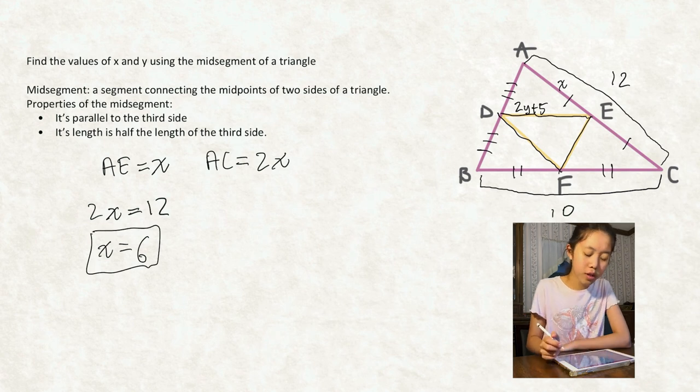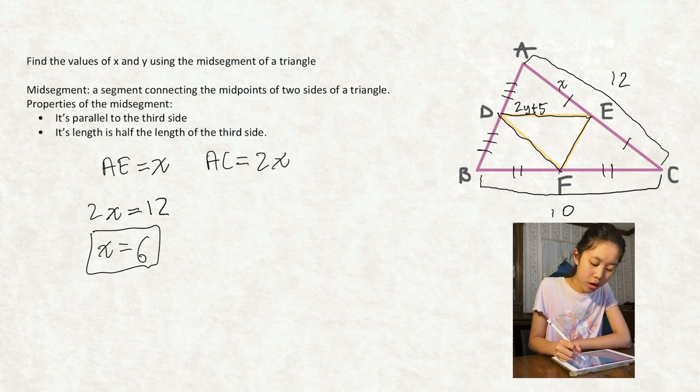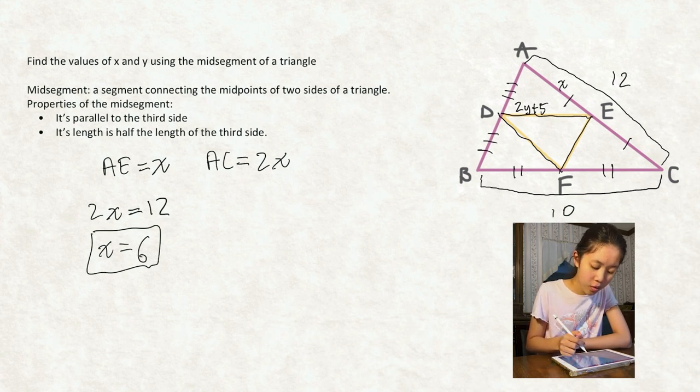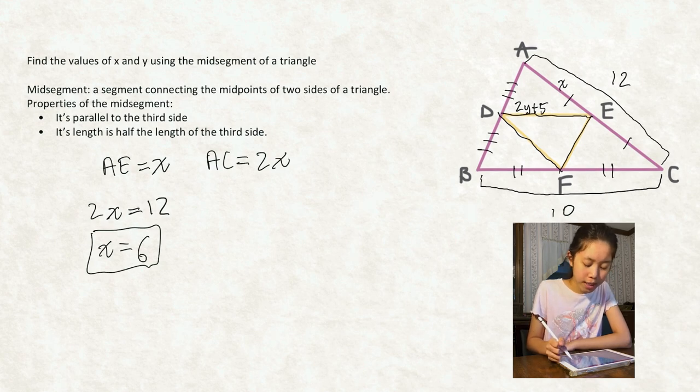Okay. To solve for y, you would use the property that the midsegment's length is half the length of the third side. Okay, so here, the 2y plus 5 is the length of DE. And here, the third side would be BC. So DE would be half of the length of BC.